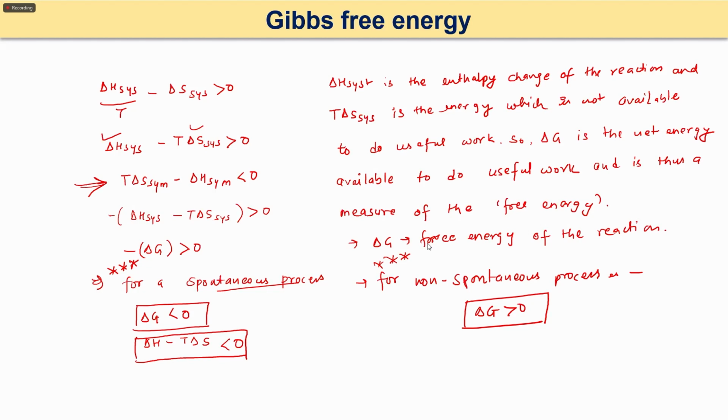I am ending this class. In the next class, we will see the relationship between delta G and delta S, and after that we will solve some questions, and then we will study the third law of thermodynamics.